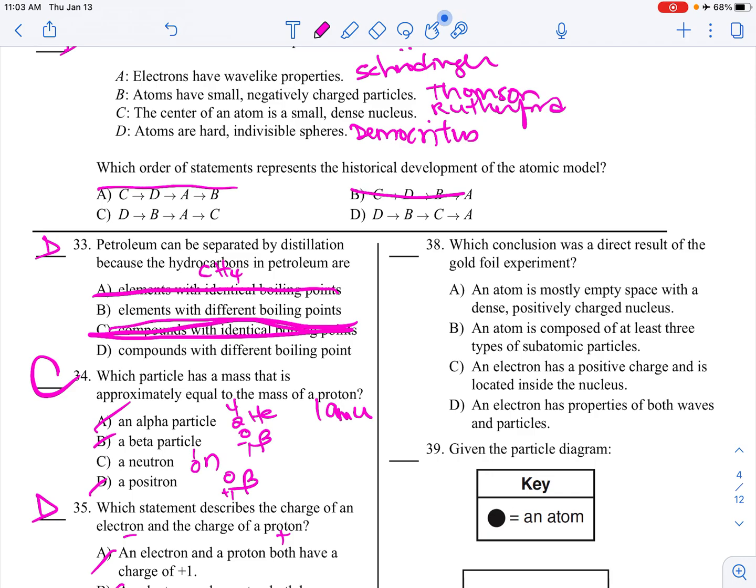What conclusion was a direct result of the gold foil experiment, Rutherford? An atom is mostly empty space with a dense, positively charged nucleus. Yeah, that's it. An atom is composed of at least 3 different types? Nope. An electron is a positive? Nope. Electron is, nope. That's later.